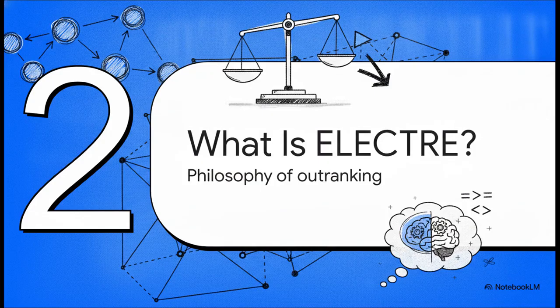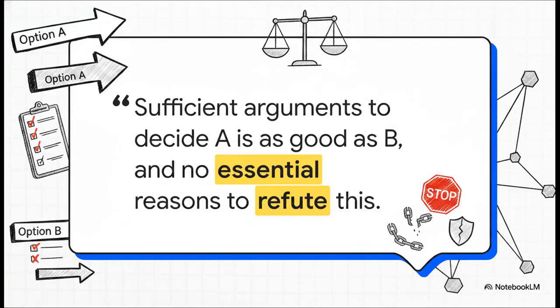Moving on to Section 2. What is ELECTRE? The philosophy of outranking. Now, what's really interesting about this is the underlying philosophy, because outranking is a very specific mathematical concept. This quote from Bernard Roy perfectly captures the essence of it. He states that an outranking relation exists when there are sufficient arguments to decide whether option A is at least as good as option B, and there are no essential reasons to refute this.